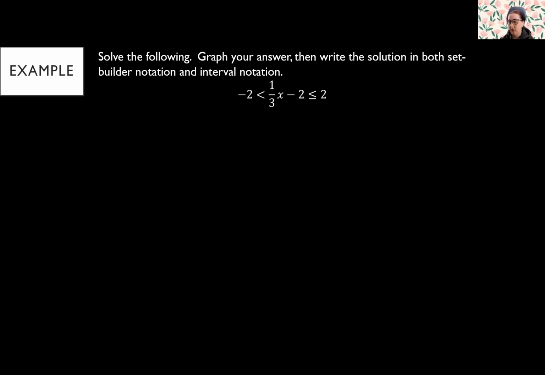Okay, now we have -2 is less than 1/3 x minus 2, which is less than or equal to 2. So we're going to add or subtract to get rid of that -2 in the middle first. So I'm going to add 2 to get rid of that. And we have to do it to 3 things here. And so we're not changing any of the inequality symbols because we're not multiplying or dividing by negative. -2 plus 2 is 0.